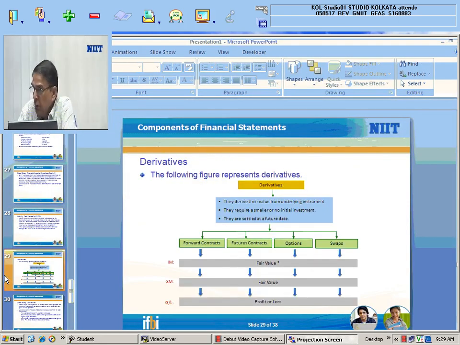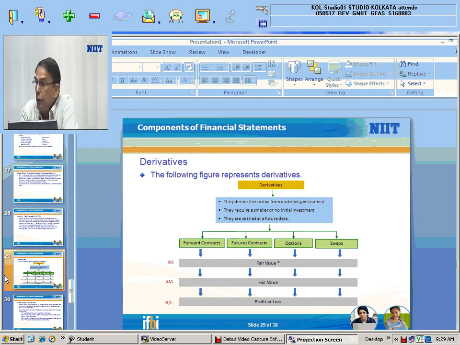Now we'll talk a little about derivatives. We will not go much into derivatives, but we'll just discuss derivatives a little for the purpose of our understanding of financial assets, accounting treatment for financial assets. Derivatives are basically financial products or contracts, we can call them.